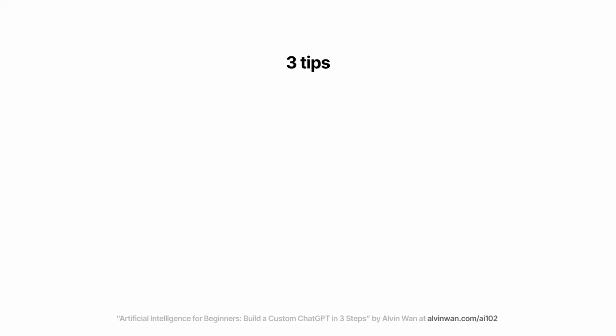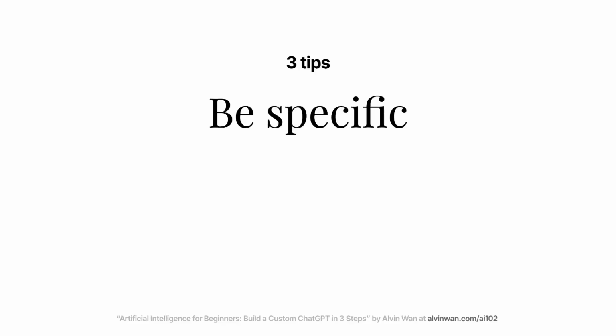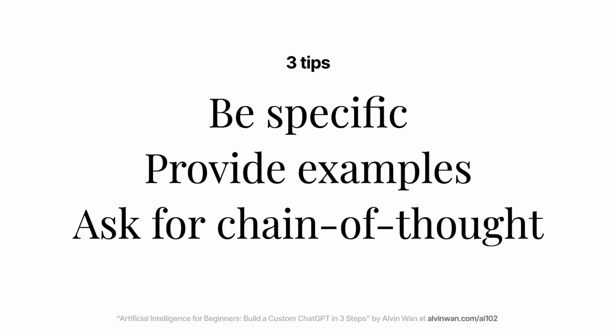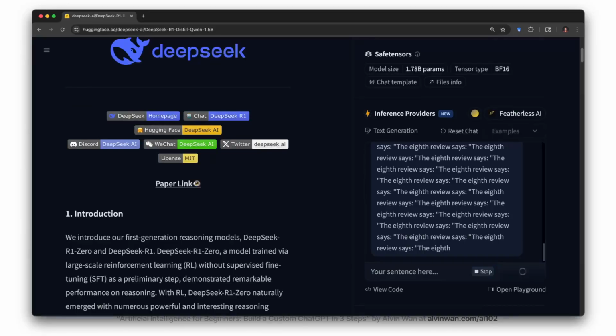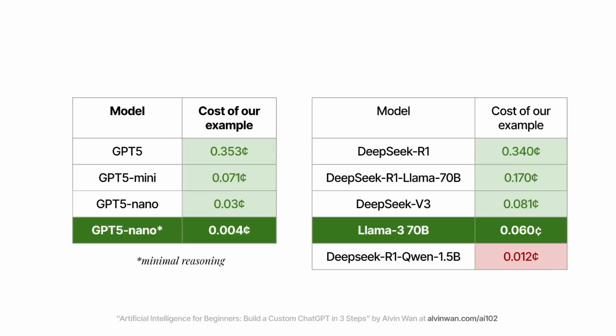To recap, we applied 3 tips: be specific, provide examples, and ask for chain of thought. These 3 together enabled our Llama model to successfully identify non-food critiques. Now, what if we use this new and improved prompt on our models from before? Looks like DeepSeek v3 now successfully answers the question with true, false, false. But Qwen 1.5 billion still produces meaningless garbage. As a result, our open source results now look like this.